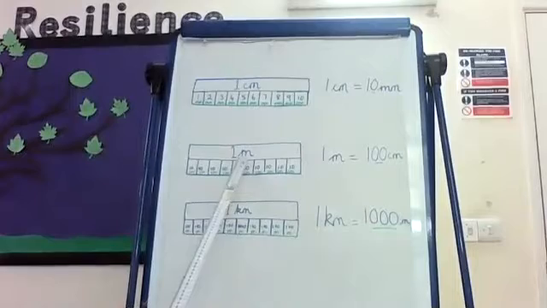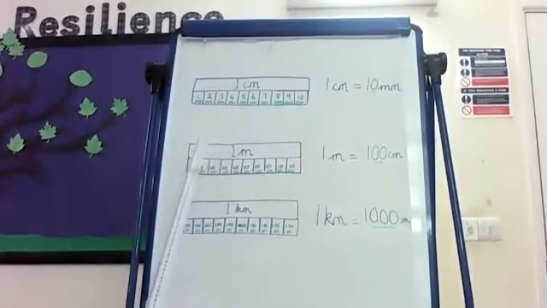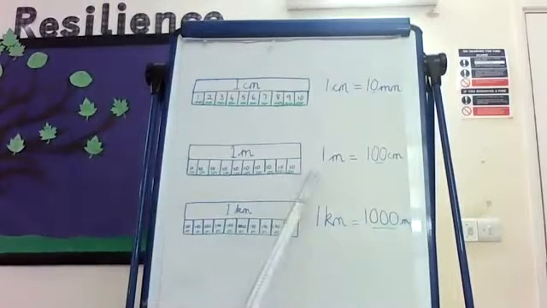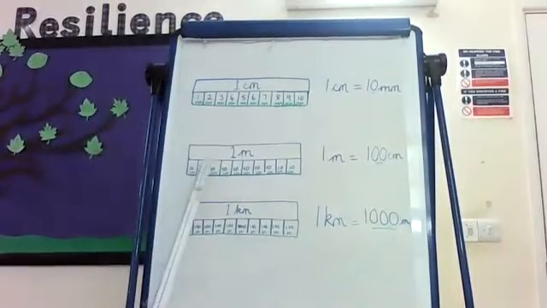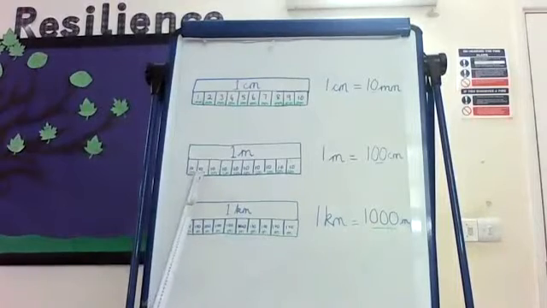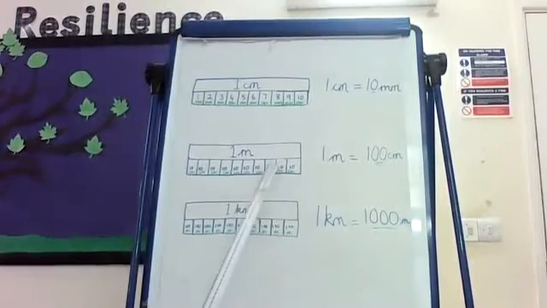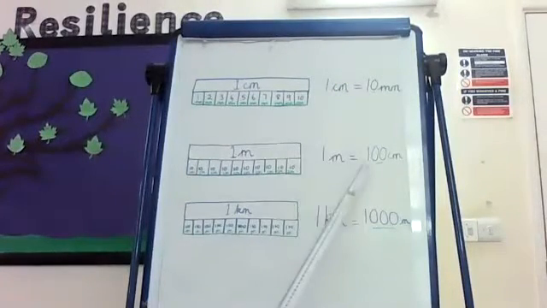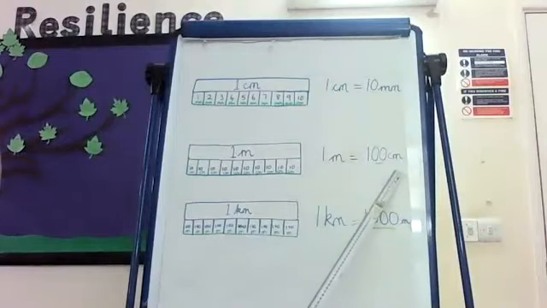We've got 1 metre. You've got the whole there, the 1 metre. Remember my metre stick? 1 metre is equivalent to 100 centimetres. Now, I couldn't fit 100 centimetres in there, but I've done it in groups of 10. And you can see that I've got 10 lots of 10 centimetres. So I've got 100 centimetres in that bottom bar there.